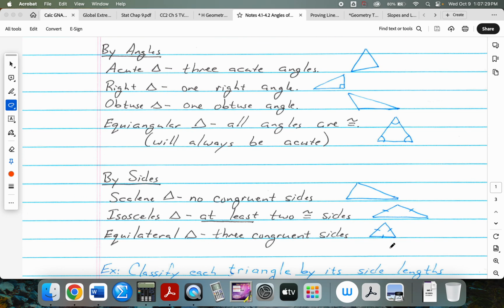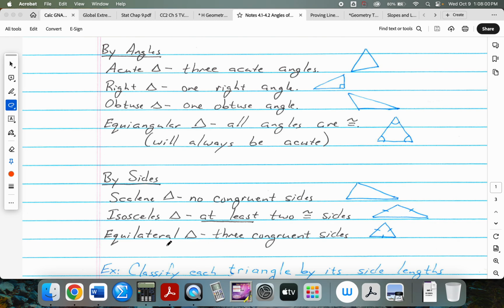And then by the sides, scalene triangle, none of the sides are congruent to each other. They're all different. An isosceles triangle has, notice I've underlined this, at least two congruent sides. By the way that your book defines it, if it has three congruent sides, it is equilateral and it is also isosceles.